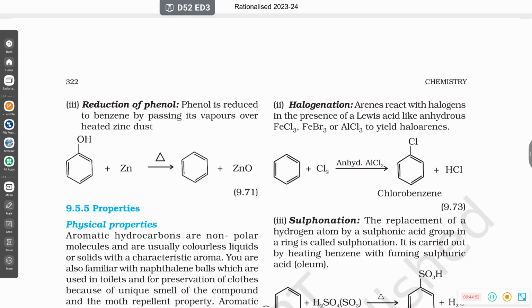You know this: OH is resorcinol. OH with CH3 is cresol, cresyl. Different names; I'm telling you, you have to remember that.